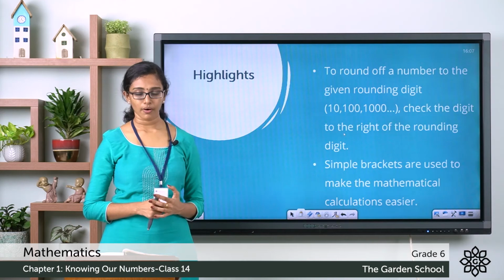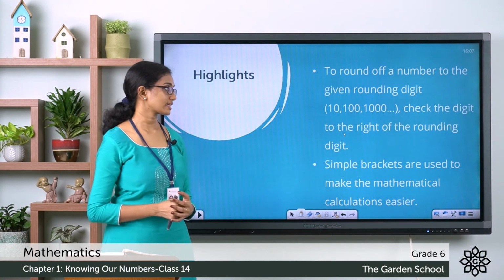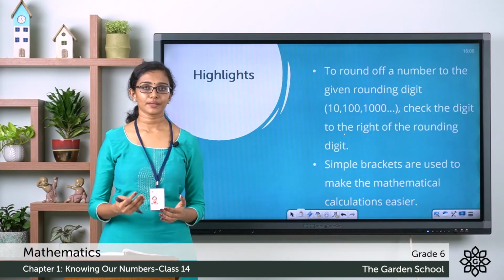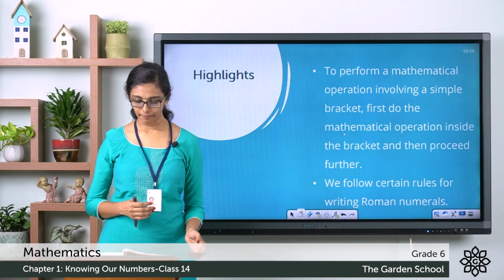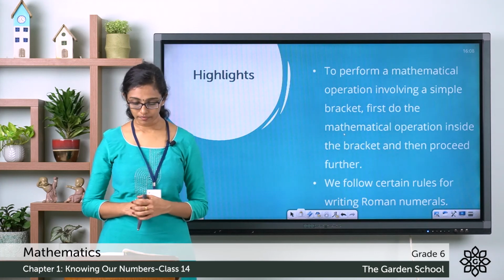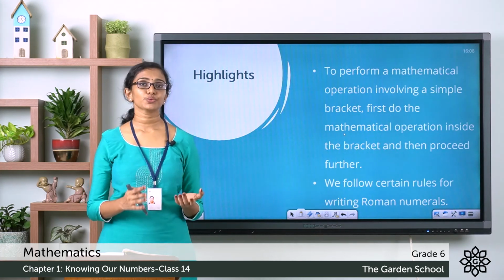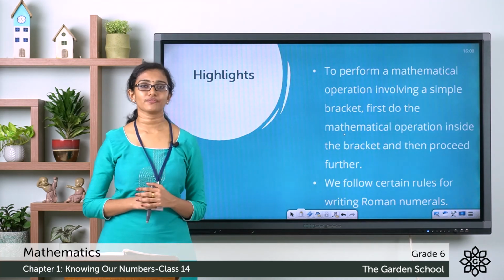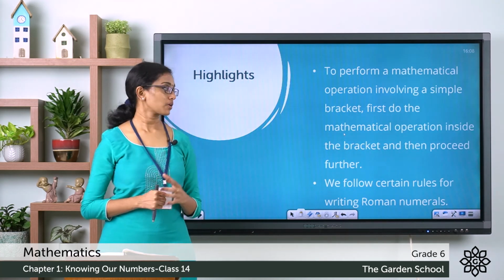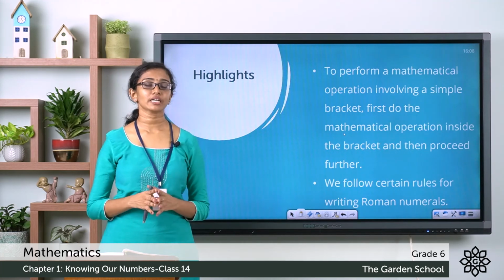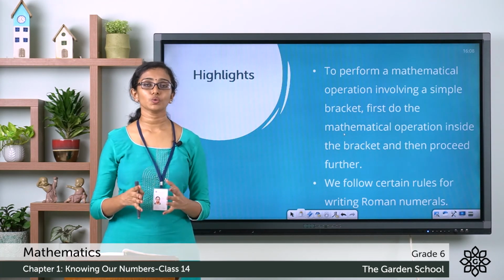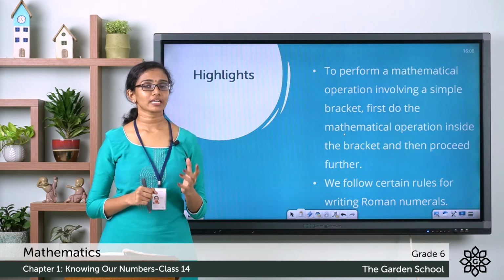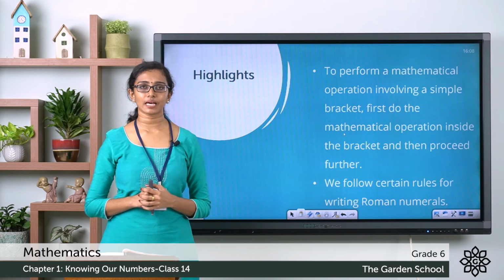And then we learned about using simple brackets in mathematical calculations to make calculations easier. And then we also learned that to perform a mathematical operation involving a simple bracket, we first do the mathematical operation inside the bracket and then only proceed further. Then we learned about Roman numerals and we learned a few set of rules that we have to use to form Roman numerals. So children, I hope you are clear with all the concepts you learned in this chapter.